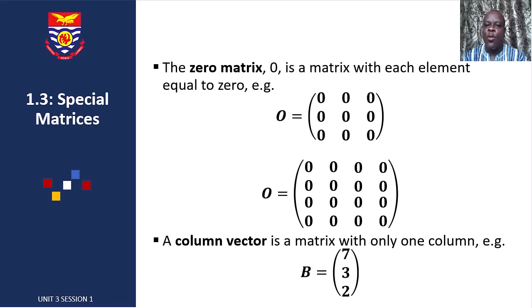We can also talk about the column matrix. In a column matrix, you have only one column, but there are three rows. You can also have one with 2 rows, or one with 4 rows, but one column. So if you look at the example here, matrix B is equal to 7, 3, 2. This is where you have one column, but 3 rows. You can also have another one where the rows are say 2, but the column is 1. You can also have another one where the rows are 4, but the column is still 1.